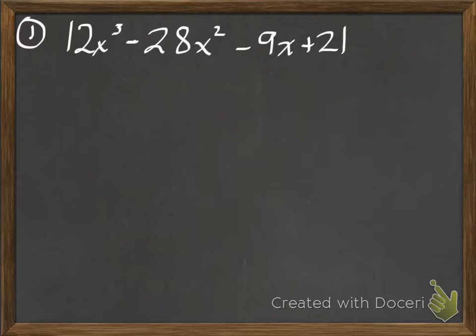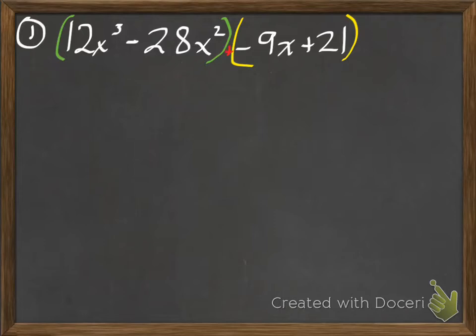Now, in these problems, we can't use the box to start off with because there's too many terms. So we have to figure out what other methods we have. And what you're going to end up doing is splitting them into 2 sets: the first 2 terms and the last 2 terms, and we're going to insert a plus sign in between.